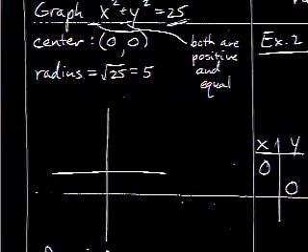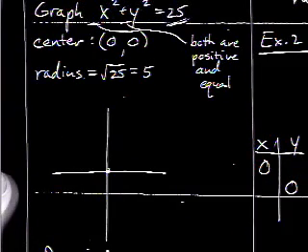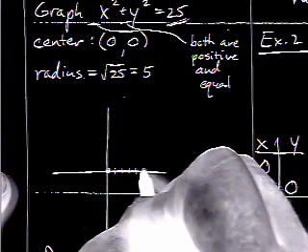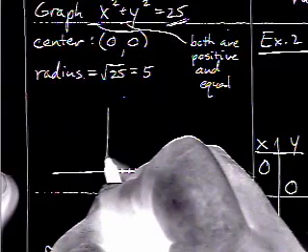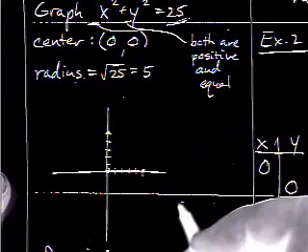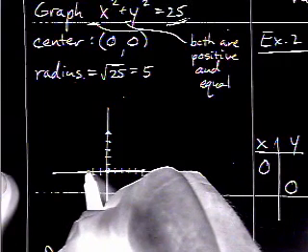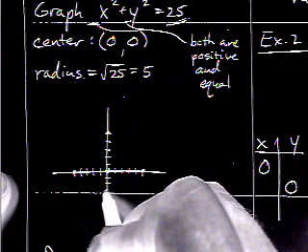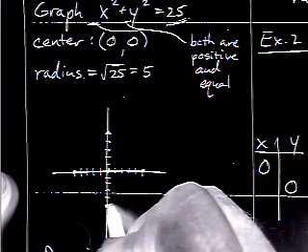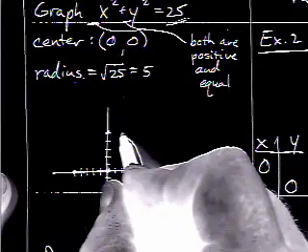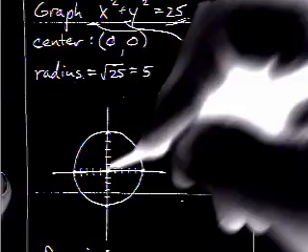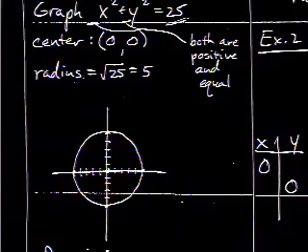Now graphing this is not tremendously difficult. We find the center. We want to use the radius. 1, 2, 3, 4, and 5. I'm just going left, right, up, down, counting 1, 2, 3, 4, 5 each way. Doing the best job I can to draw a circle, even though I'm not an artist. That one wasn't too bad.